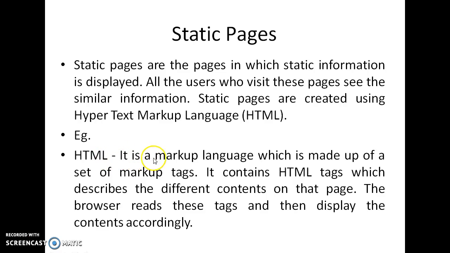HTML is a markup language which is made up of a set of markup tags. It contains HTML tags which describe the different content on that page. The browser reads these tags and then displays the content accordingly. HTML is basically a text formatting language developed by Tim Berners-Lee, also known as the language of tags, in which each and every task is done through the usage of tags, like the text is formatted in the form of paragraphs. It could be highlighted, the font could be changed, the color could be changed, and so many things could be done with HTML.